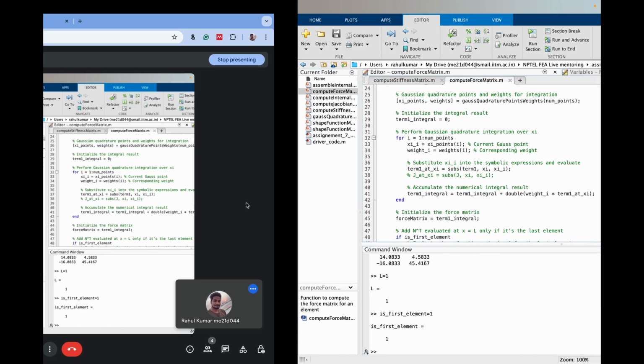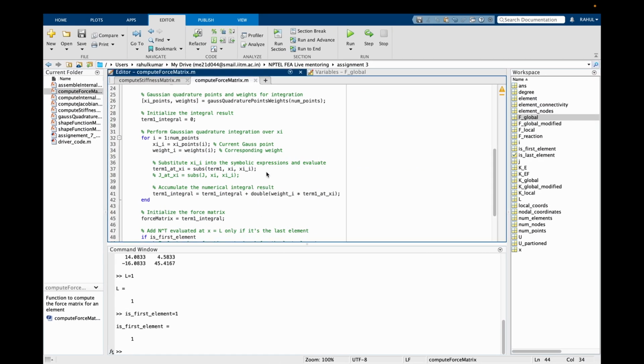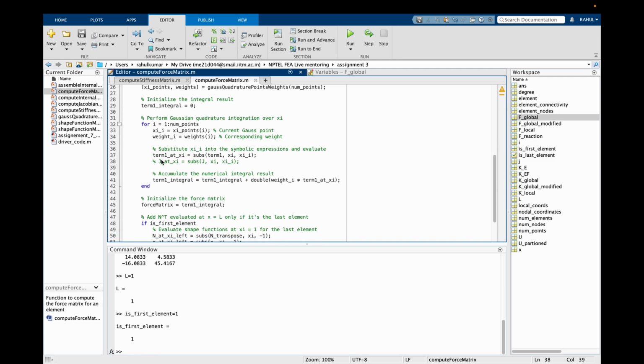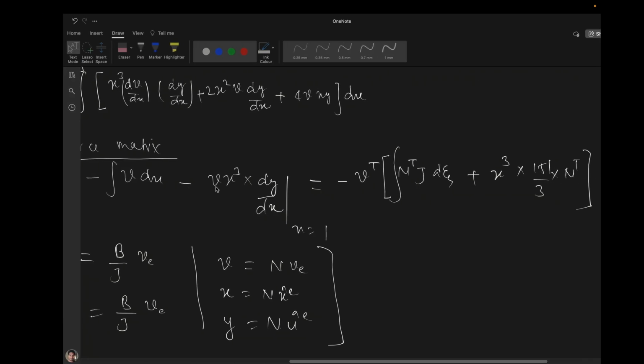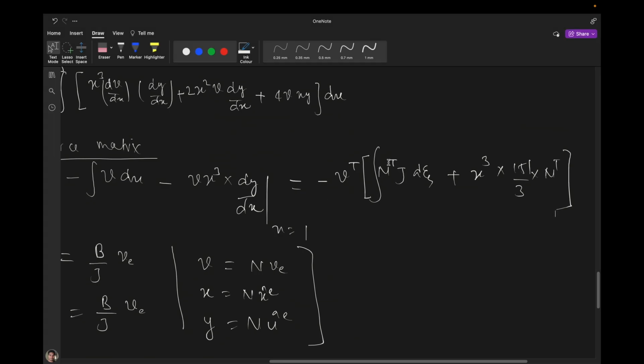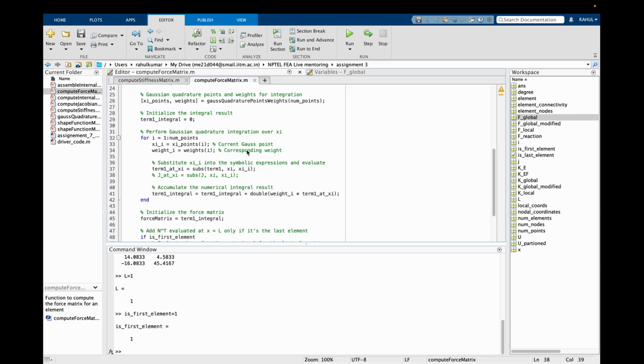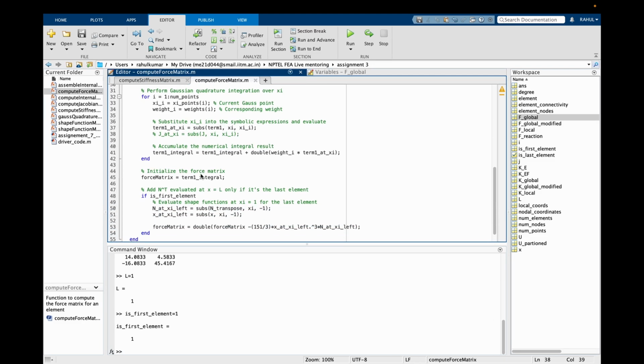Yes, sir. So here you can see that I already got the weights and points, and now I have to substitute for every point. That's why I have to run a for loop. It will add up based on the points and weights. So this is the first term, and that is nothing but N transpose Jacobian. So this part is done.